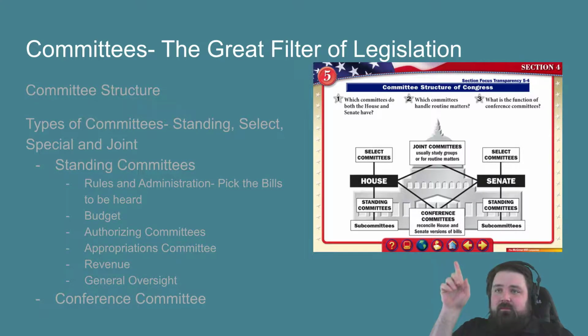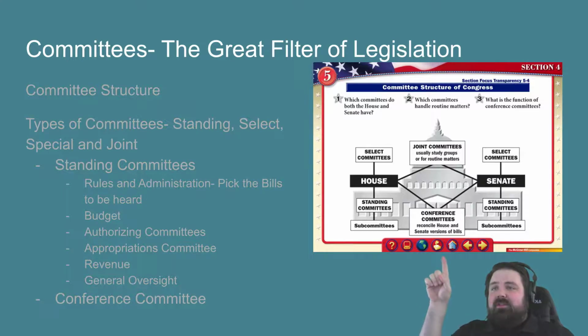Joint committees up top are put together to kind of study bigger issues. So like a joint committee on climate change, joint committee on peaceful uses of outer space. I always go back to the space stuff. Joint committee on 9/11, that was a big one. So these joint committees really just kind of study stuff or do kind of routine sorts of deals.